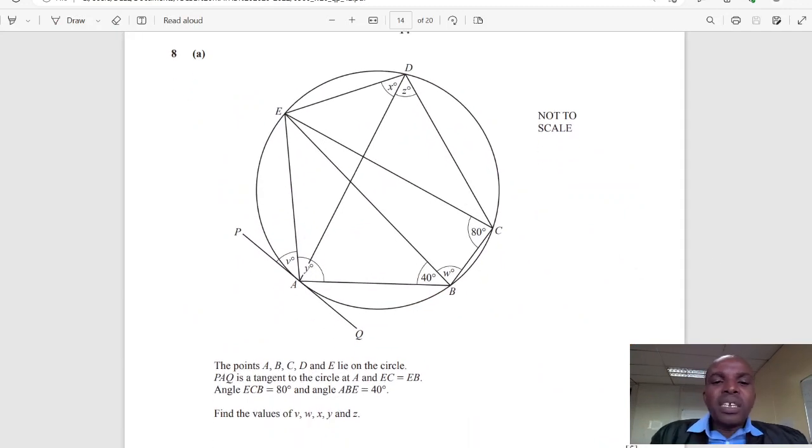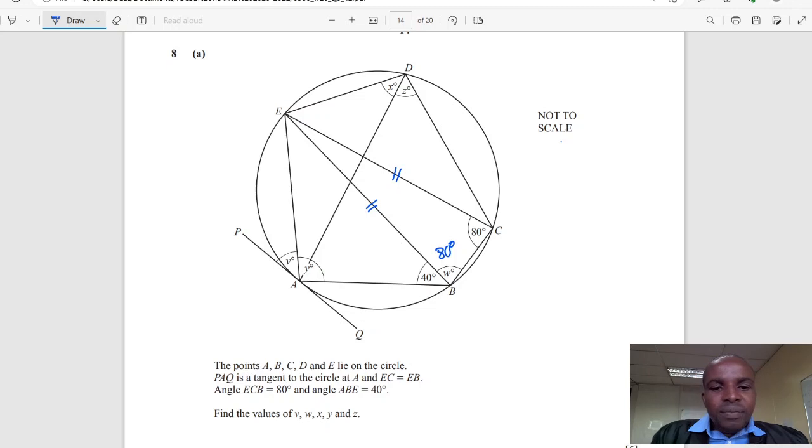Right, next. This is the other question, number 8 in this paper. They say the points A, B, C, D, and E lie on a circle. PAQ is a tangent to the circle at A, and EC is equal to EB. EC is this one, equal to EB, this one. If they are the same, that means W is 80 degrees. Why? These are base angles of an isosceles triangle. They are the same.